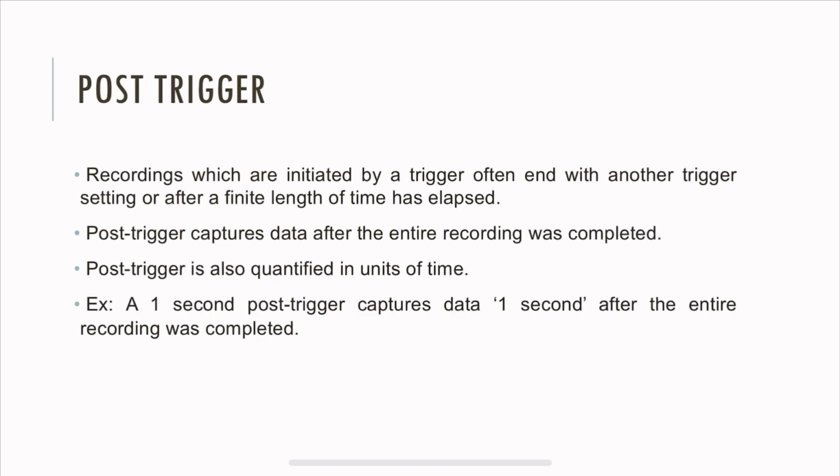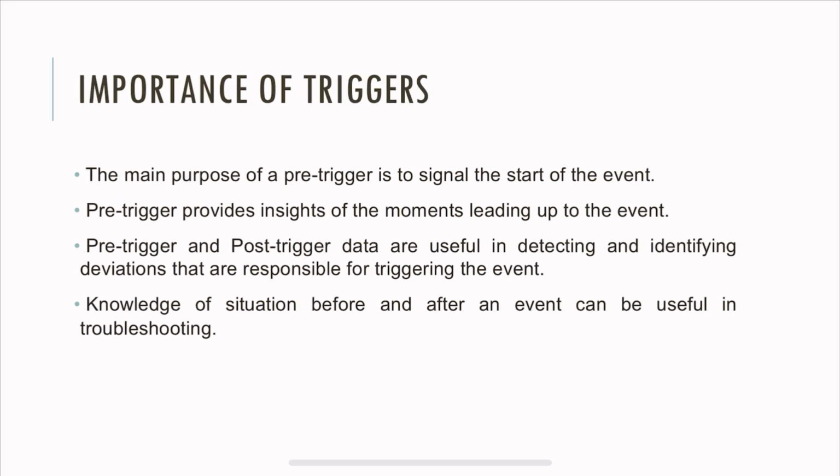The next is a post-trigger. Usually, recordings that are initiated by a pre-trigger often end with another trigger called a post-trigger. It captures the data after the entire recording is complete. Let's say we capture the data for 10 seconds and then we have a post-trigger which would capture the data after the 10 seconds elapsed. So post-trigger is also quantified in units of time. A 1 second post-trigger would capture 1 second after the recording was completed.